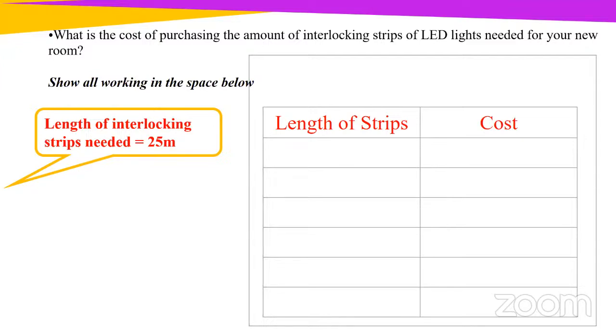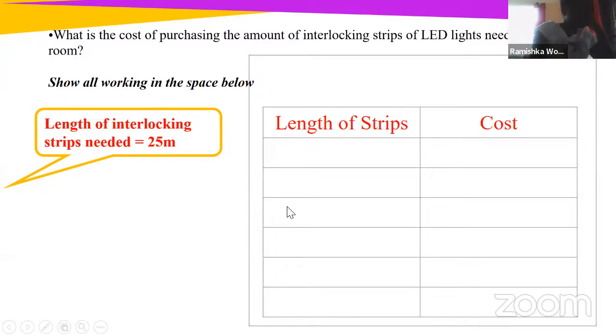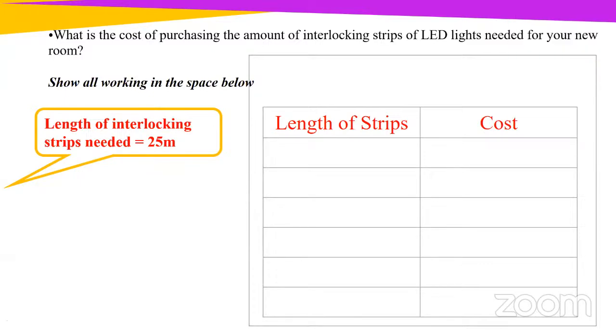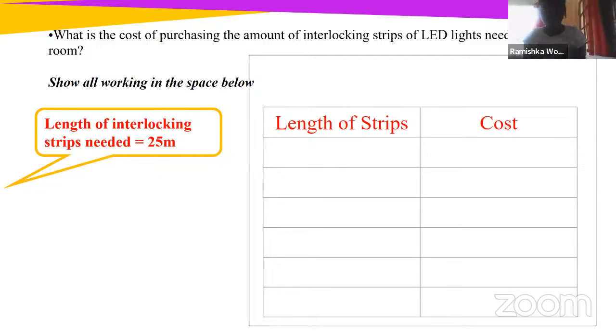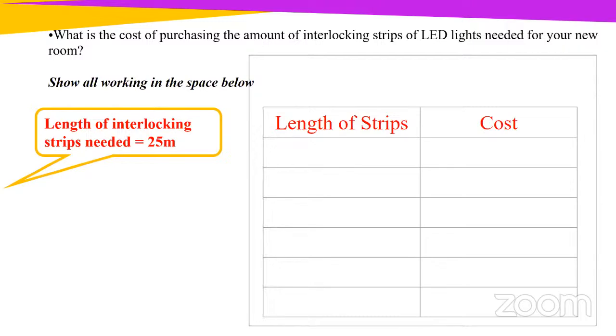We need 25 meters of strips. We need 25 meters in length of the strips. How many of the strips do we need to purchase in order for us to get 25 meters? That's my question. How many? Yes, 200 plus 25. All right, 200 times 25. But are we going to be purchasing 25 strips?